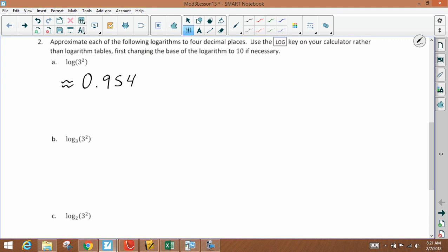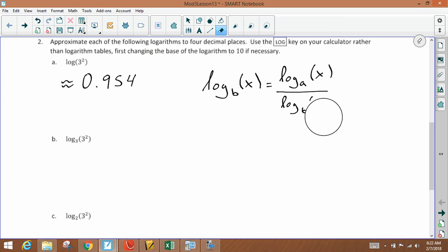Okay. I'm going to first start by going: if I have log base b of x, I could write that in terms of a different base by writing that as log base a of x over log base a of b. That's our change of base. We're going to use it so that we can put this into our calculator.